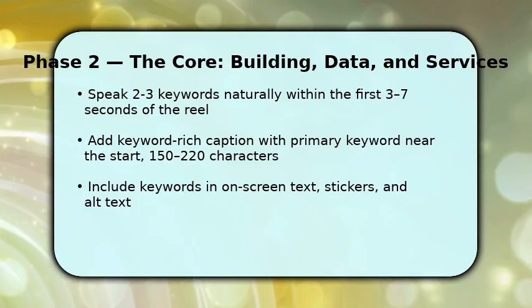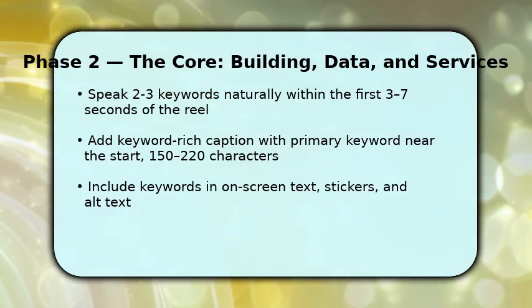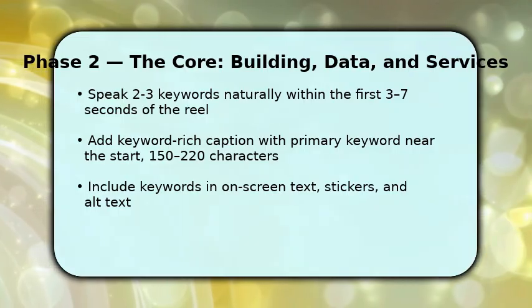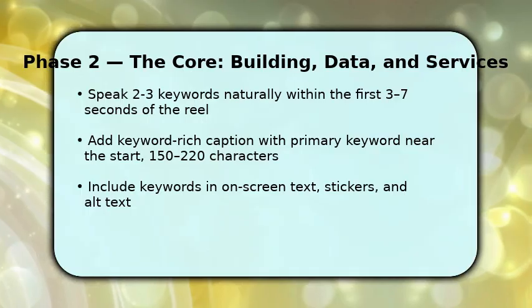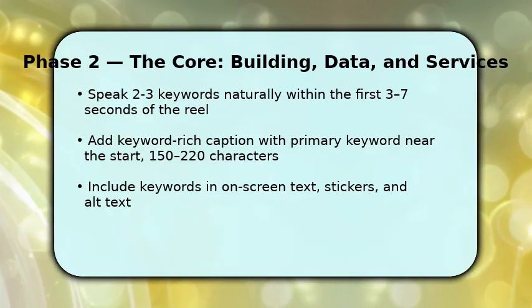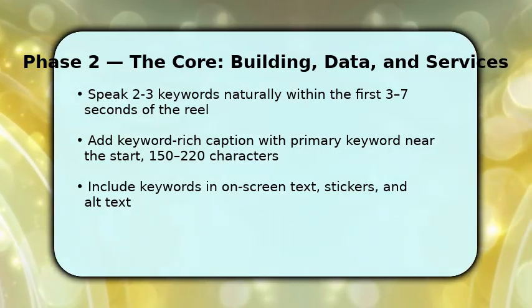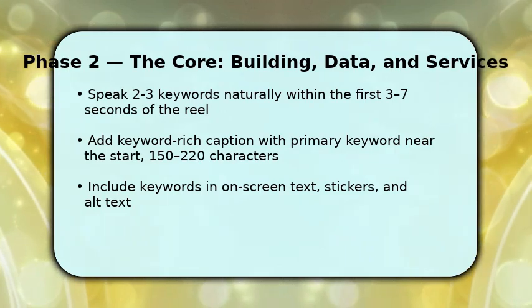Then write a caption with the primary keyword near the start, keeping it concise and informative, roughly 150 to 220 characters. Also overlay on-screen text and stickers containing keywords, and fill the alt text with a short keyword-led description. These layered signals reinforce relevance to Instagram's ranking.